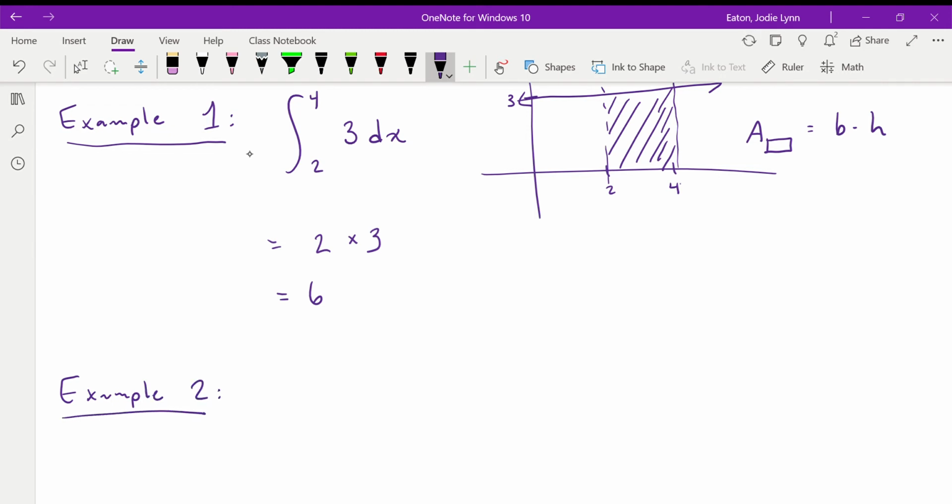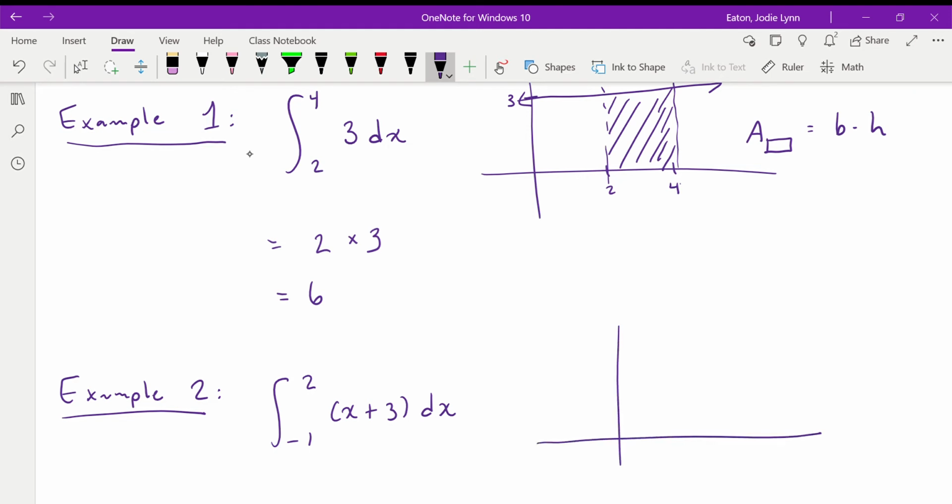Okay, the integral from -1 to 2 of x plus 3 dx. We do need to write the brackets because that's the function. We're thinking of dx as multiplying it. Okay, so let's draw a sketch of our function.